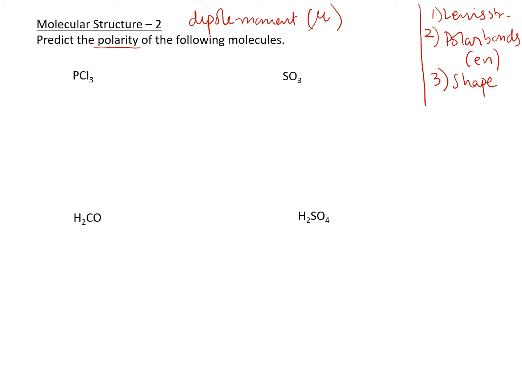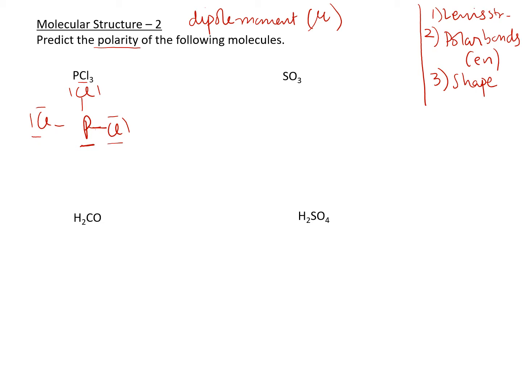Let's start with the first one, which is PCl3. For PCl3, I'm going to draw the Lewis structure a little bit fast, so hopefully you'll all be fine with this. Here we have phosphorus and 3 chlorines, and on phosphorus we're supposed to have 5 electrons because phosphorus is in group 5. So I'm going to draw a lone pair of electrons here, and chlorine is in group 7, so it should have 7 electrons. So that's the Lewis structure of PCl3.